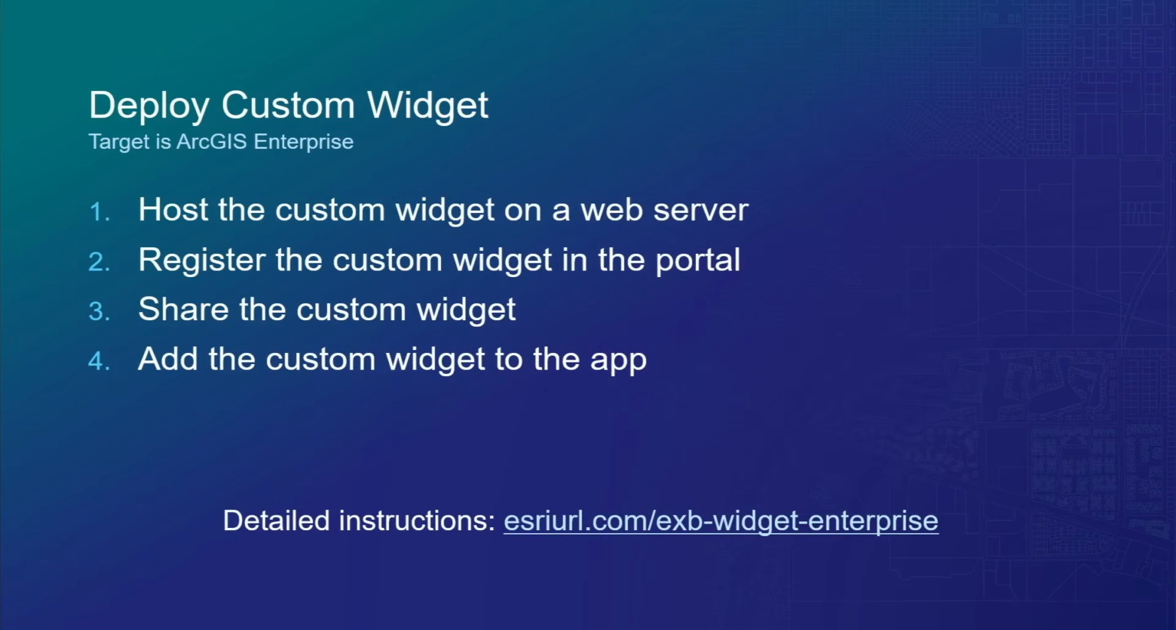So now I'll talk about specifically deploying custom widgets and deploying custom apps. When our target is ArcGIS Enterprise, there are a few steps we need to follow. We need to host the custom widget on a web server, like I was just alluding to, register the custom widget in Portal, make sure the sharing is set appropriately, and then finally, from Portal's version of Experience Builder, we can add that custom widget to however many apps we would like.